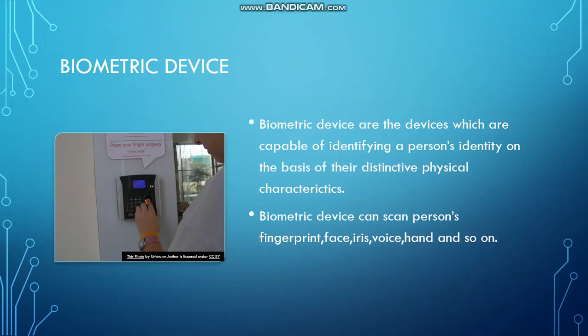Biometric device. A biometric device is also an input device. Biometric devices are devices which are capable of identifying a person's identity on the basis of their distinctive physical characteristics. A biometric device can scan a person's fingerprint, face, iris, voice, hand, and so on. In our school, you must have seen the biometric device. We put our fingers on it to record attendance.